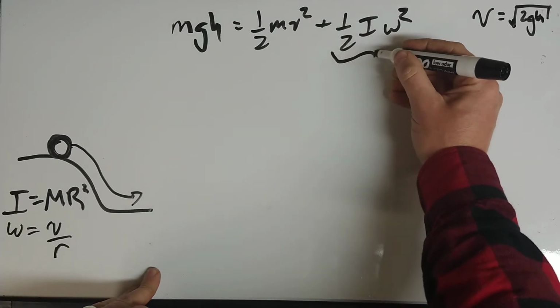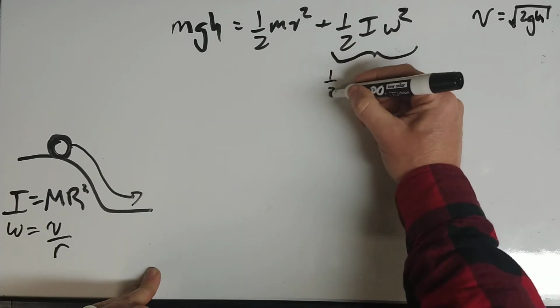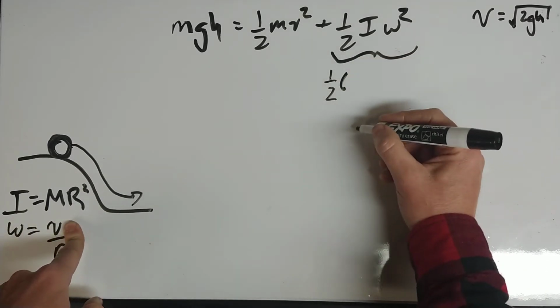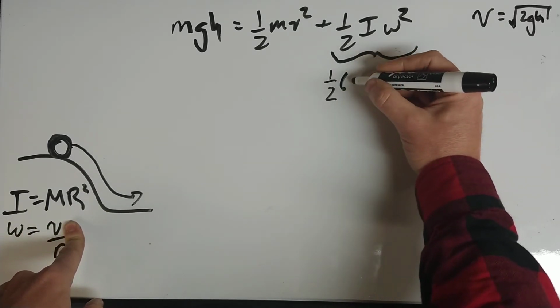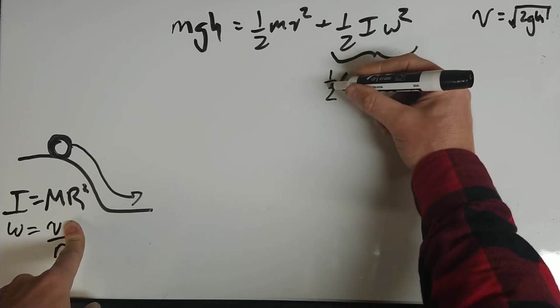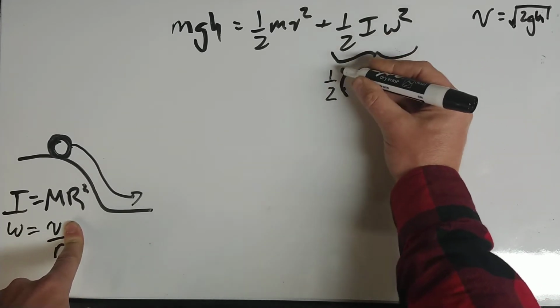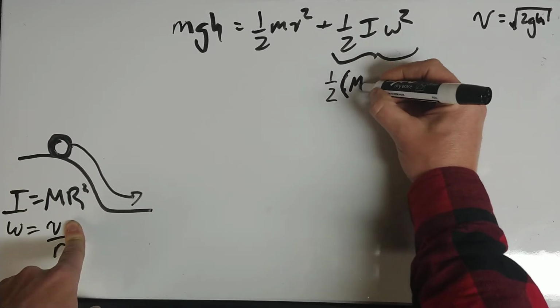So for this equation, I would have 1/2. Now be careful here, because when the moment of inertia has coefficients, it's very easy to accidentally drop the 1/2 in front of the I, or get confused between the coefficient and the 1/2. Happens all the time. I've done it many times.